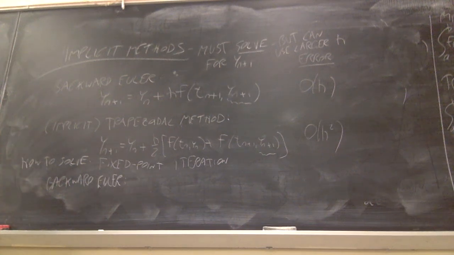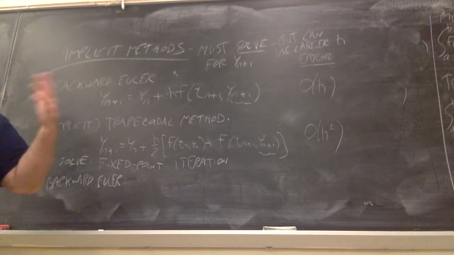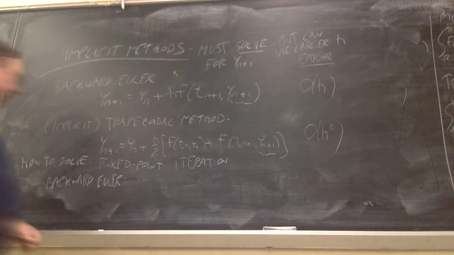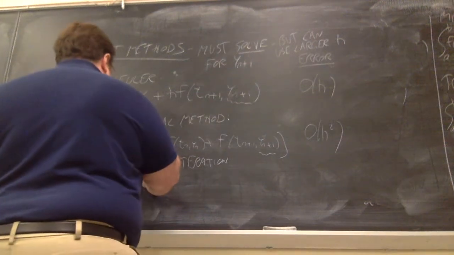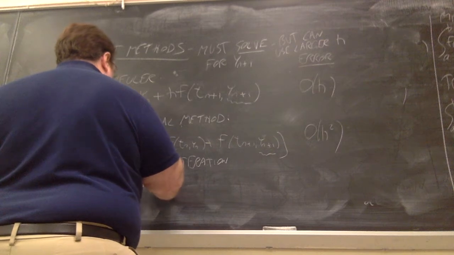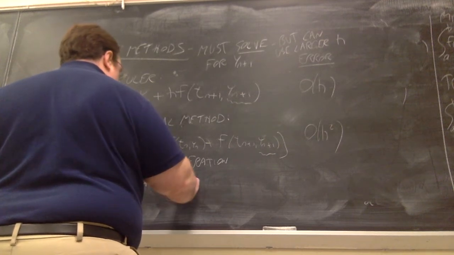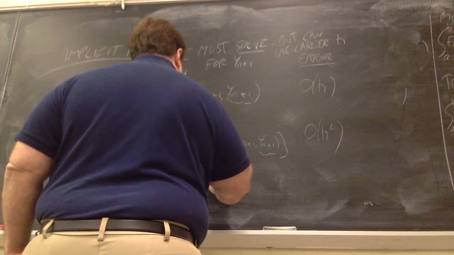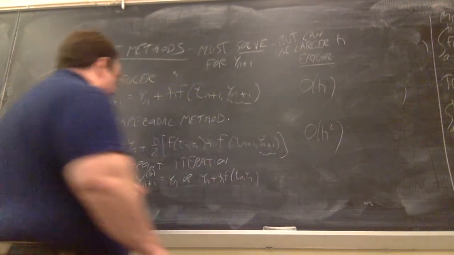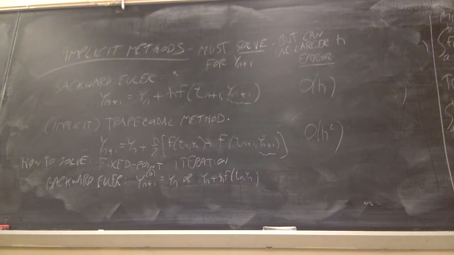Or, in fact, what you could do is take yn, go ahead and use an explicit method, like Euler's method, to get an approximation of yn plus 1, and that could be your initial guess. So a good initial guess is already available. So I could do, for instance, yn plus 1 iterate 0 might be yn or yn plus h f of tn, yn. So either one of these would be a decent initial guess.